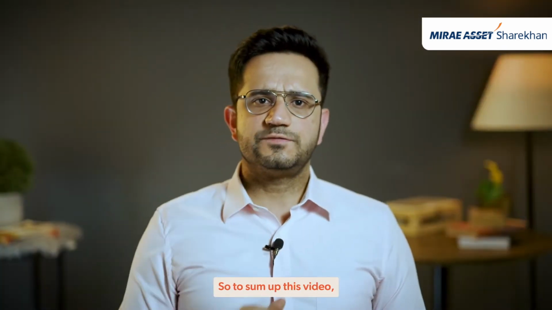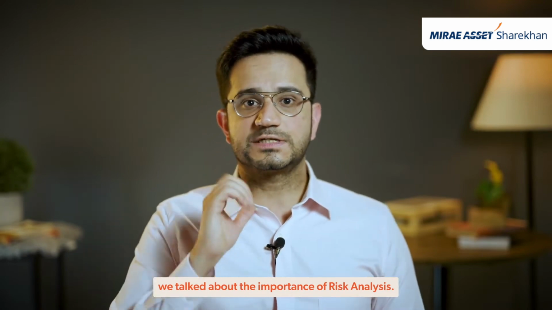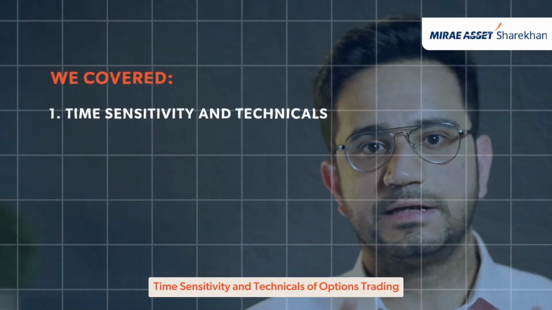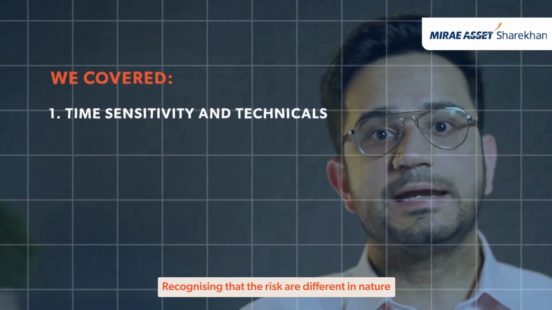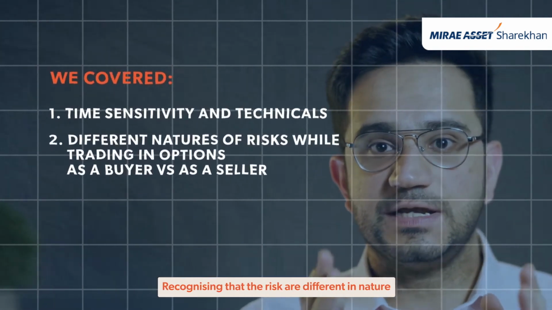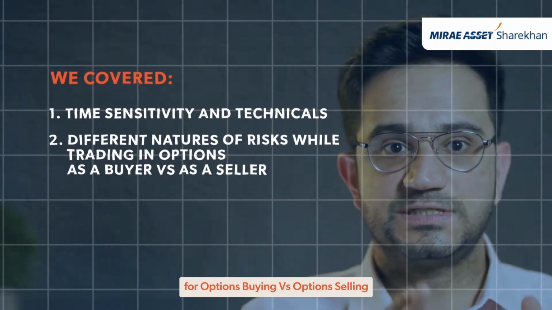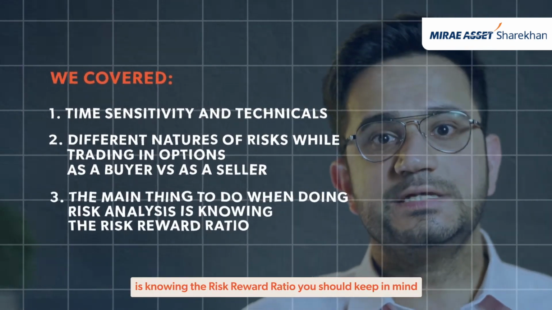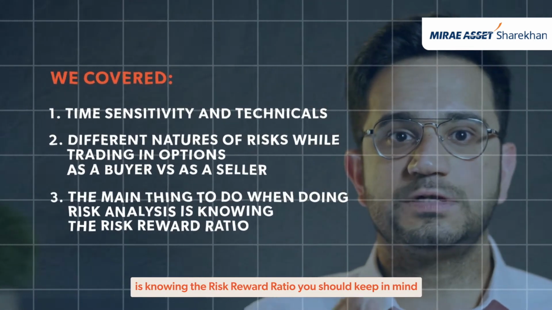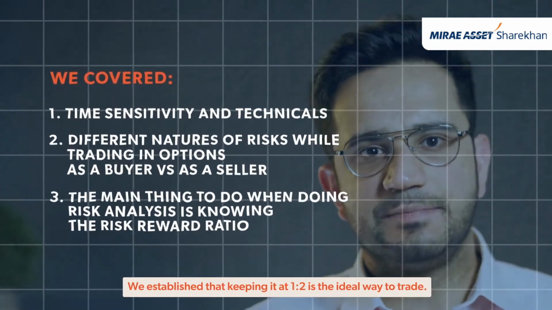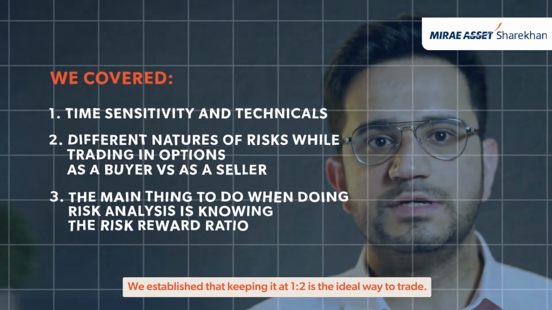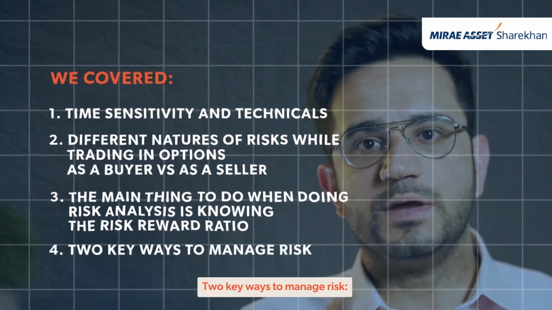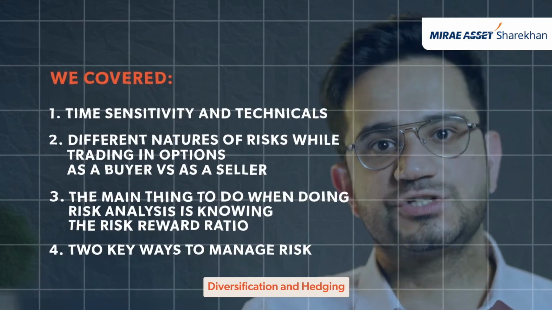So, to sum up this video, we talked about the importance of risk analysis. In this, we covered time sensitivity and technicals of options trading, recognizing that risks are different in nature for options buying versus options selling. The main thing in doing risk analysis is knowing the risk-reward ratio you should keep in mind. We established that keeping it at 1:2 is the ideal way to trade. Finally, we covered two key ways to manage risks: diversification and hedging.